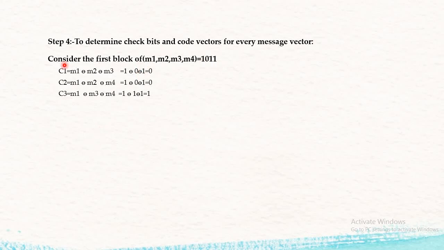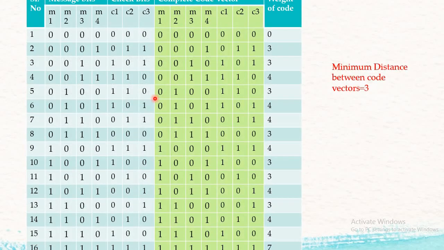Here we have taken an example. If I take the message bits M1, M2, M3, M4 as 1, 0, 1, 1, I put those values in the equations of C1, C2, C3. In the first condition it is 1 XOR 0 XOR 1. 1 XOR 0 is 1 and 1 XOR 1 comes out to be 0. In this way we find the values of C1, C2 and C3. For each value of a message bit we find the respective values of the check bits.